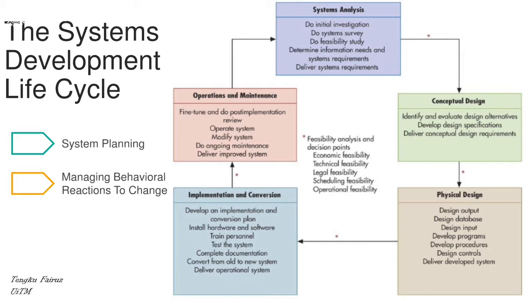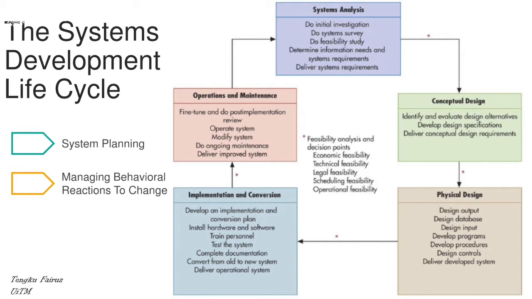And then the second phase is conceptual design: identify and evaluate the design alternatives. The conceptual design we discussed in chapter 21. Then the third phase is physical design: design output, design database, input design, programming, procedures, controls and so on. That one is in chapter 22.